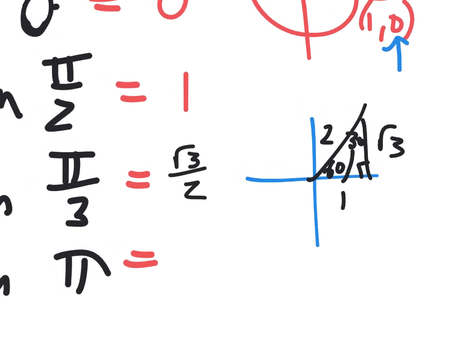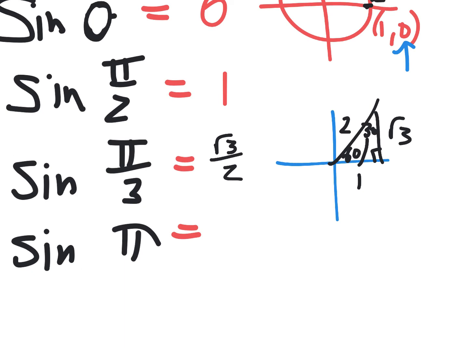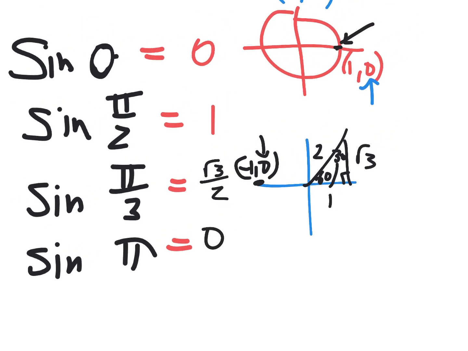Square root of 3 over 2. Good. And then the last one? 0. And that's negative 1, 0, and it's the y of it, so it's 0. All right. Now, when would you ever use that?